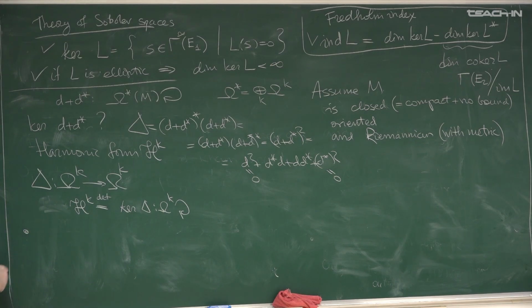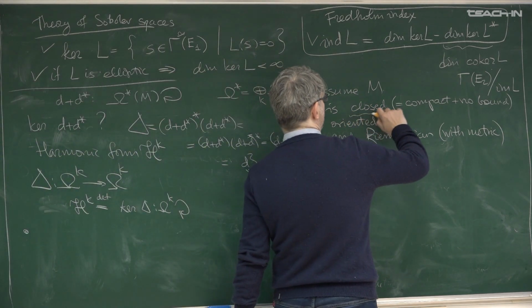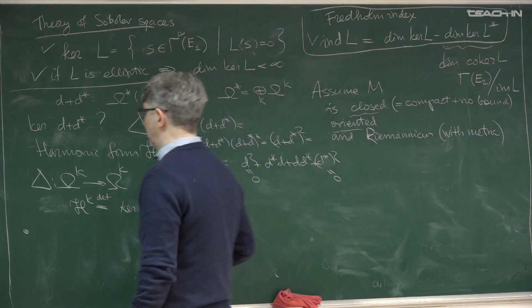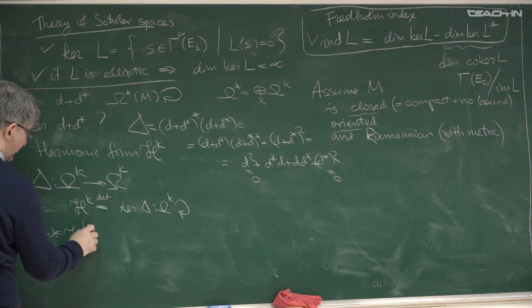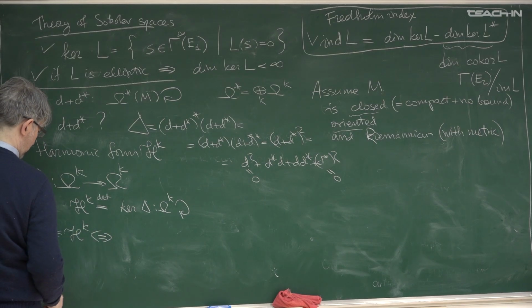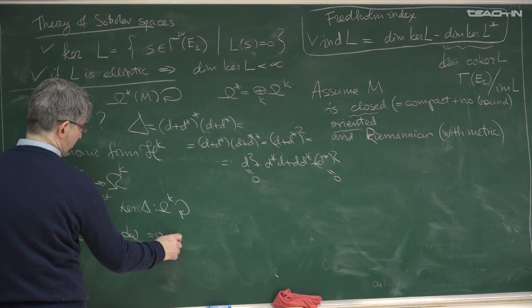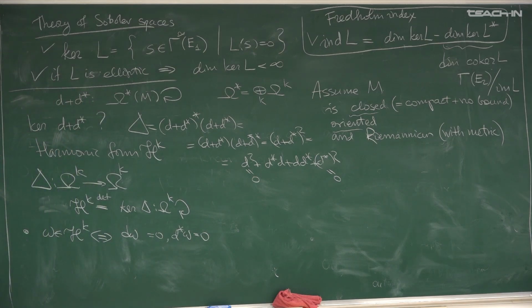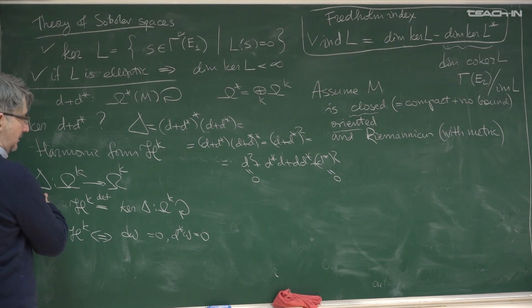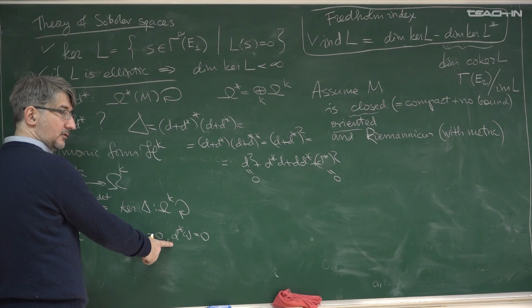The first exercise is very simple. We will use that M is closed and oriented. The exercise is as follows: omega is harmonic if and only if d omega is 0 and d star of omega is 0. So the kernel of delta is the intersection of the kernel of the de Rham differential and of this adjoint operator.